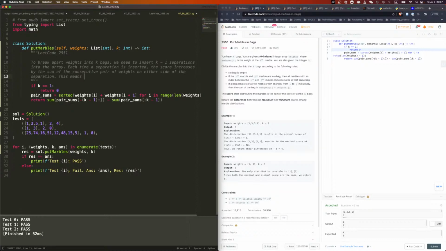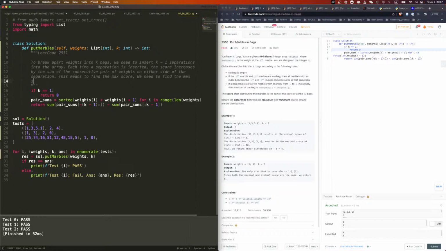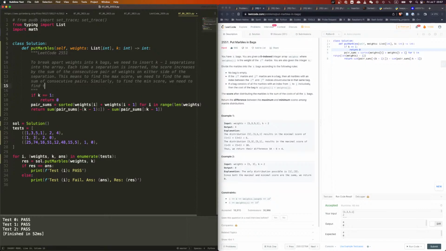This means to find the max score, we need to find the max sum of consecutive pairs. Similarly, to find the min score, we need to find the min sum of consecutive pairs.